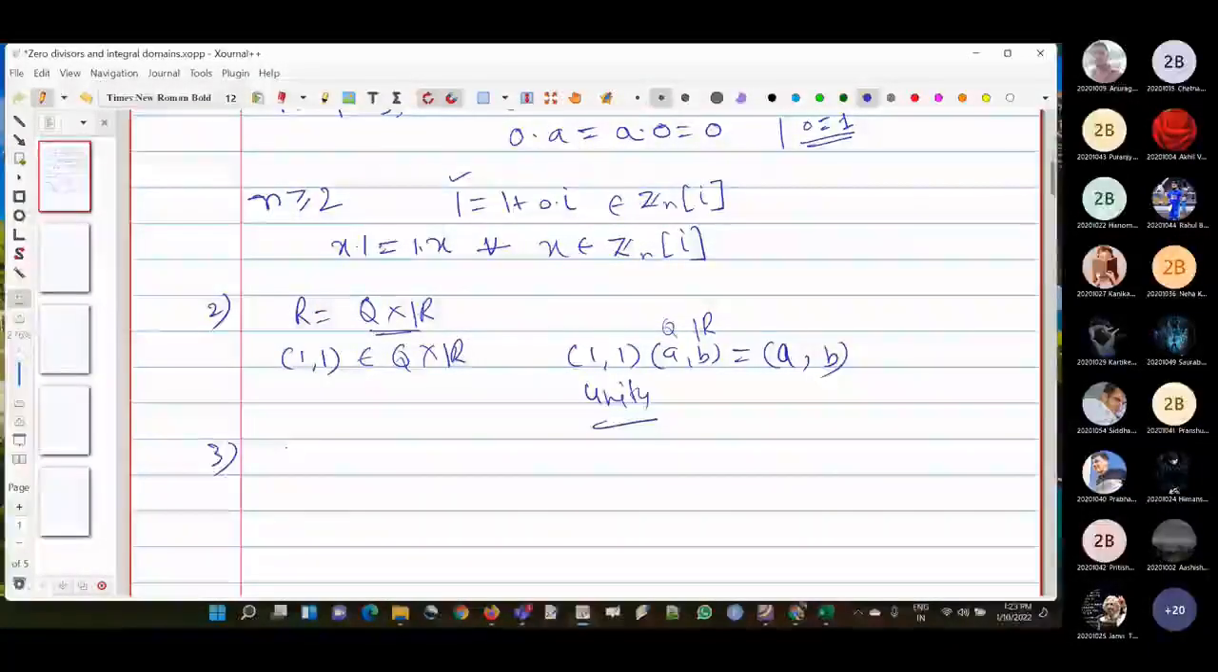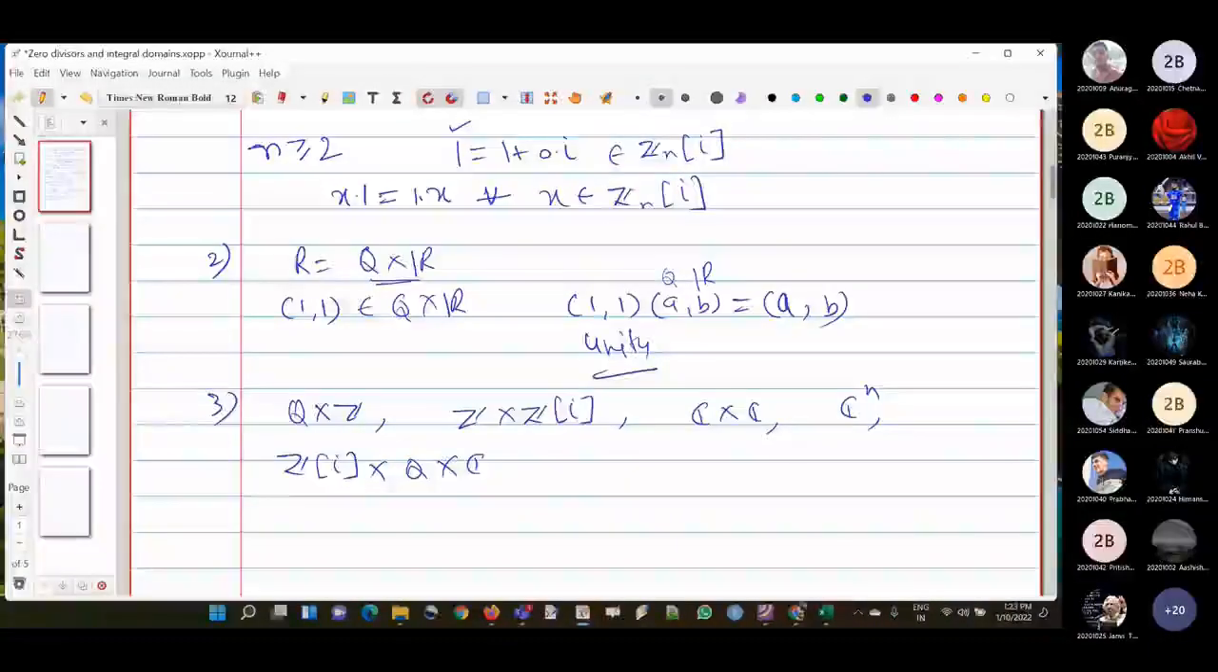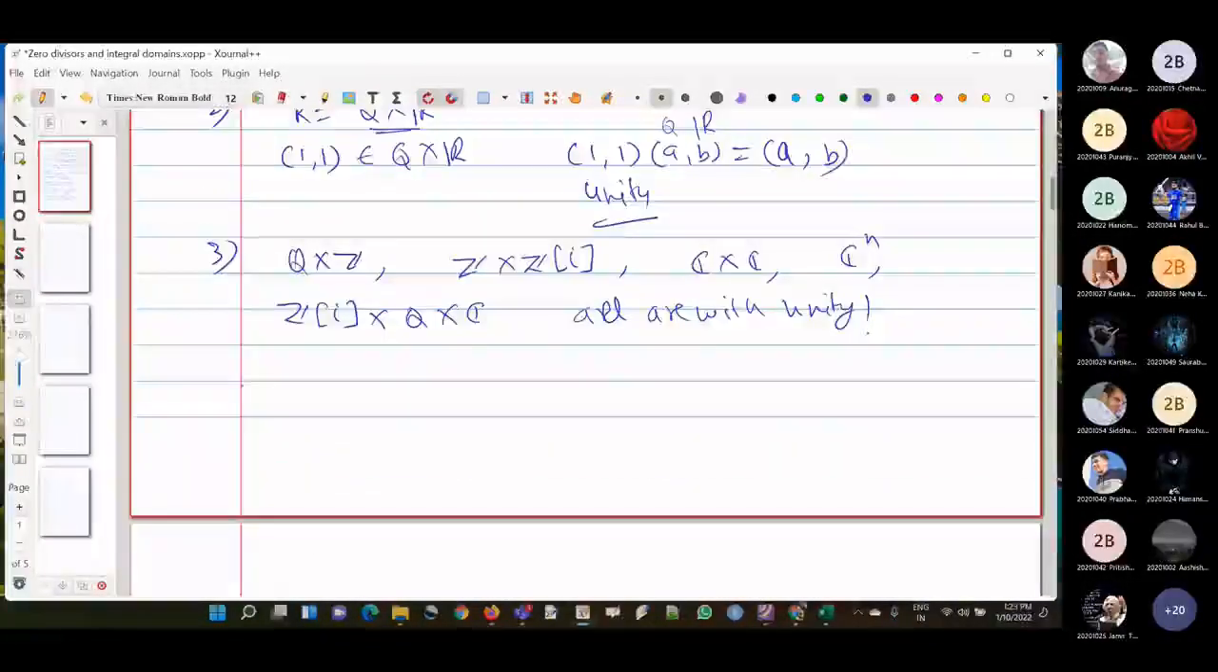Unity is there. Number 3. In a similar way we can try out Q, Z, and then Z cross Z i. Also we can try a set of complex numbers. Even in general we can talk about the product of n copies of C. Also we can talk about Z i cross product with C cross Q and C also. All are rings with unity, and you can find them. What are they?